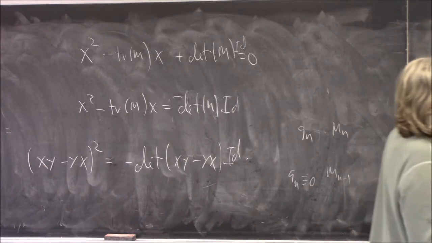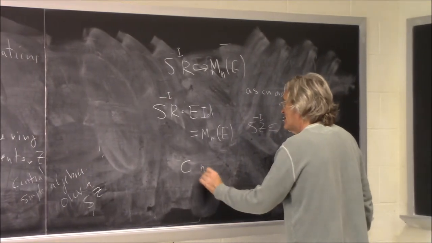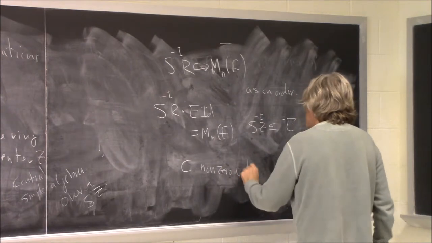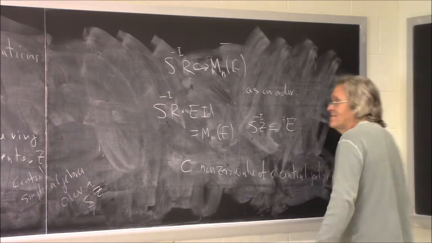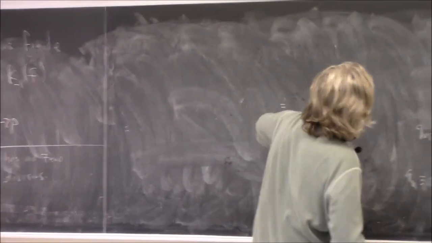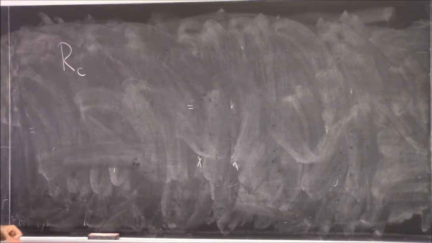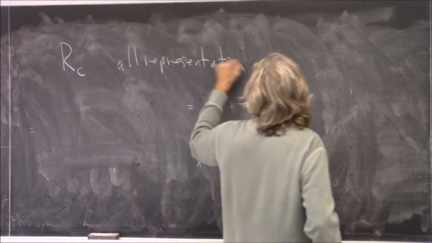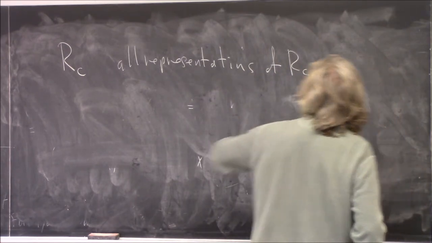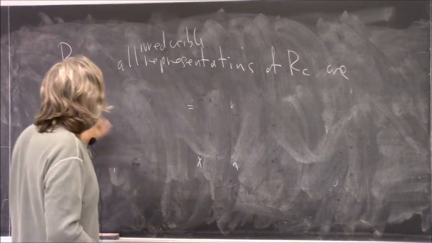And so when you localize, you get this element C, a non-zero value of a central polynomial. And then go back to the original algebra, and C is in the center, and so I can localize. Now I take my algebra and invert the powers of C, and now all representations of R sub C are n-dimensional, all irreducible representations are n-dimensional.